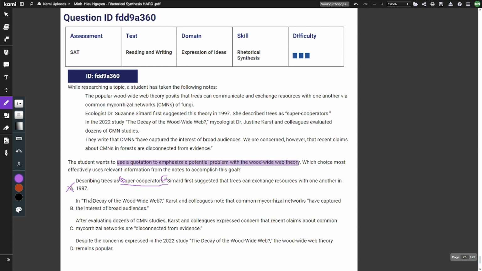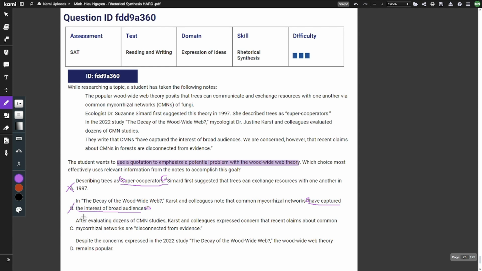B. In The Decay of the Wood Wide Web, Karst and colleagues note that common mycorrhizal networks have captured the interest of broad audiences. So this one also uses quotations right here, and then this is the phrase. However, it doesn't talk about a problem once again. It talks about how it captured the interests of audiences. And if anything, that's good, right? So it's not going to be B.